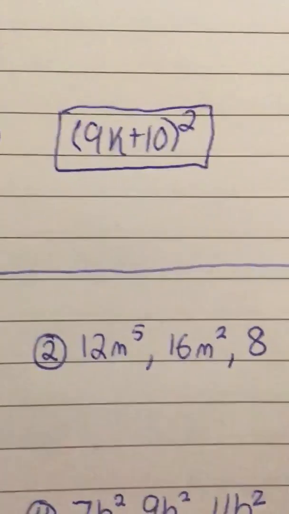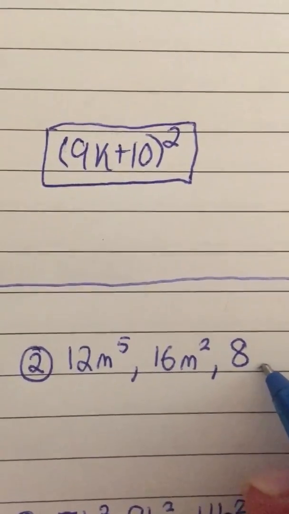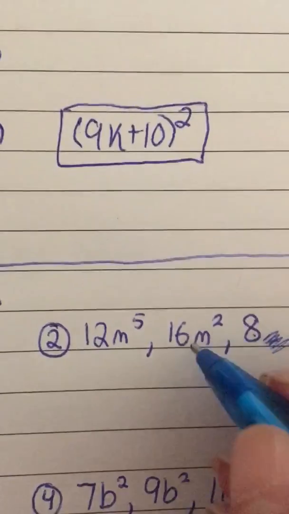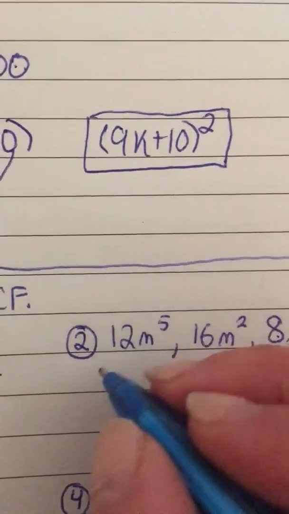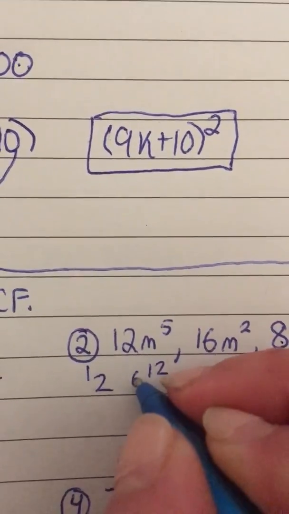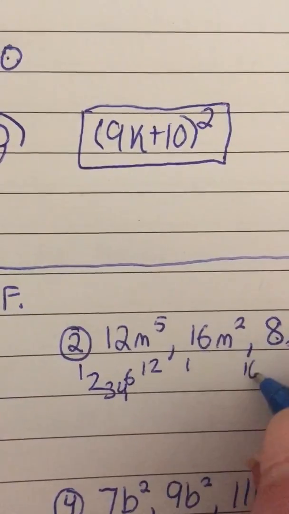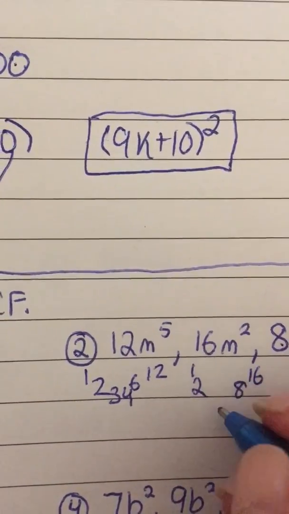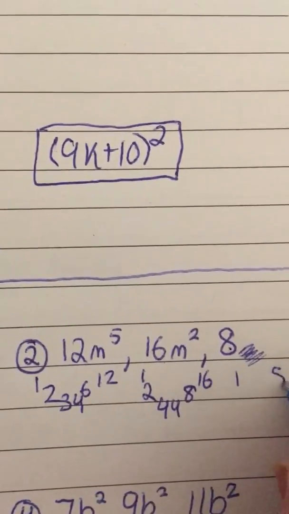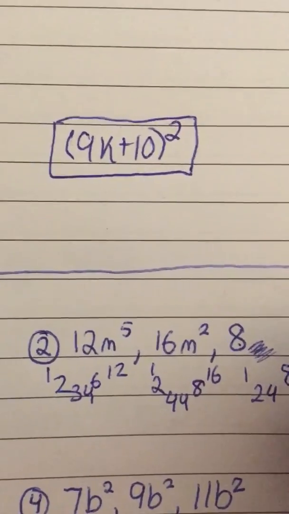Okay, for number 2, this one's pretty nice because this doesn't even have an m with it. So we can't take out any m's if there's no m with 8. So you just have to look for the GCF of the numbers. So 12, your factors are 1 and 12, 2 and 6, 3 and 4. 16, you have 1, 16, 2 and 8, 4 and 4, and 8, you have 1 and 8, and 2 and 4. So you're looking at the highest number that they all have in common.